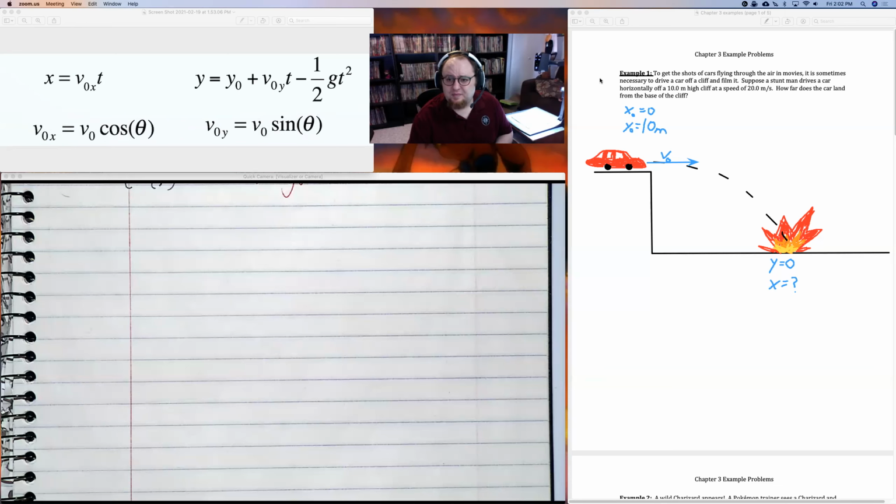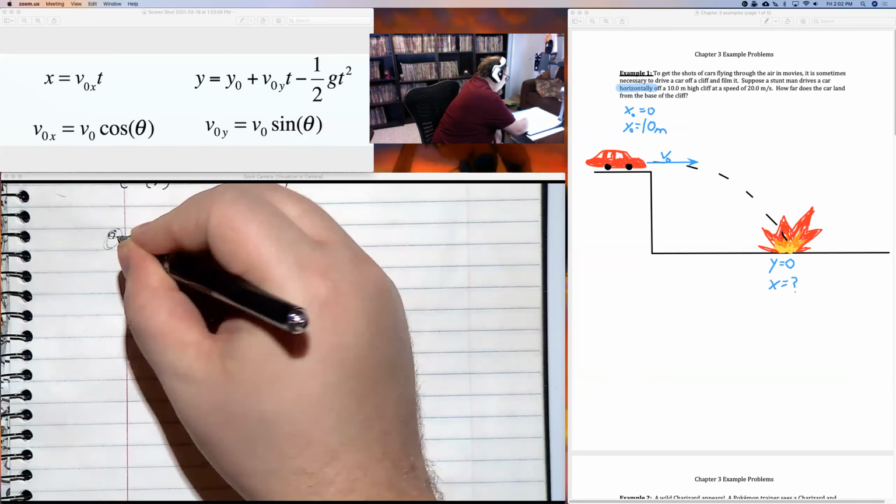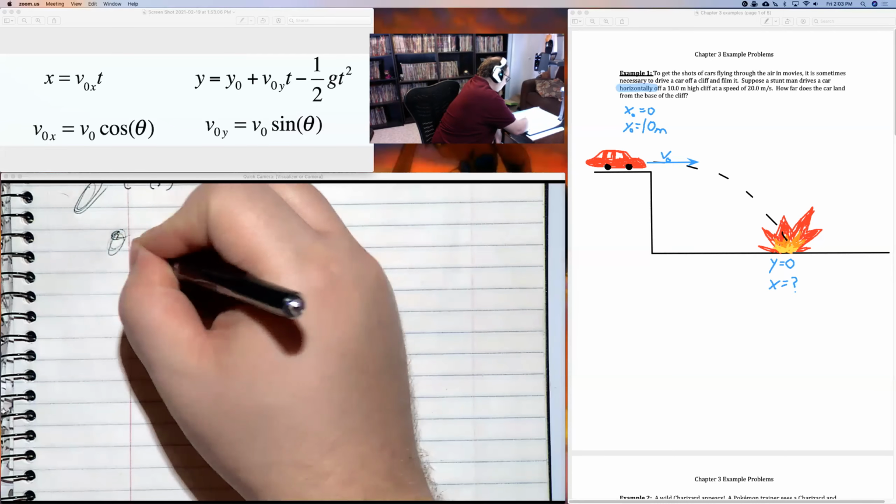But the thing is, that word, horizontal, I can treat that as an angle. If it's going off horizontal, which is what I drew here, that means it's coming off flat, straight along the x-axis. If it's flat, what I can say is that my angle is 0.